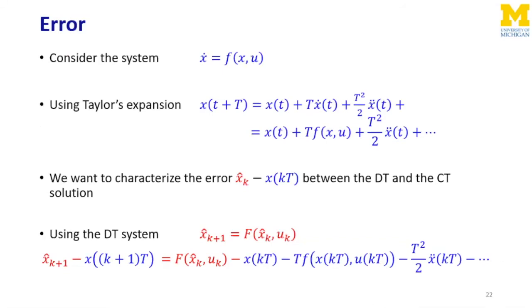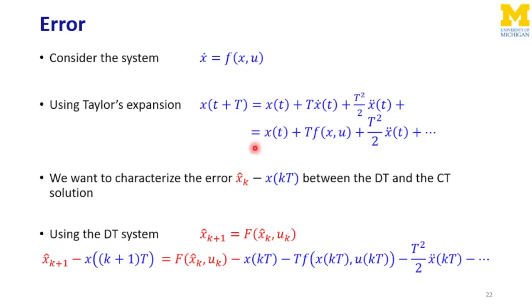Okay, next, let's talk about the errors in the discrete time system. So again, we consider the system x star equals f of x, u, and let's suppose you had the solution x of t. Okay, so using Taylor expansion, we can find out that the solution x of t satisfies this equation. X of t plus the sampling time is given by this expression. And in this expression, I can replace x star because I know what x star is. X star is just f of x, u. So we basically get this equation.